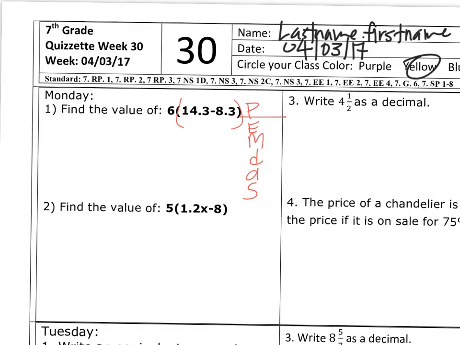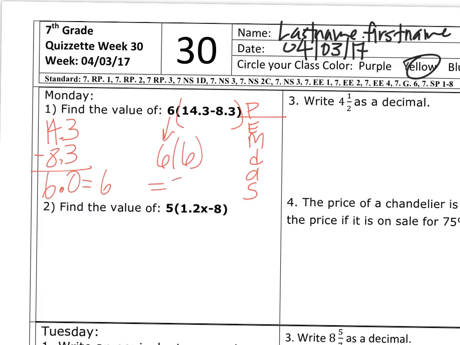So if we have 14.3 minus 8.3, you can line those up. Just line up your decimals when you're adding or subtracting them. And subtract them. 3 minus 3 is 0. Bring your decimal down. 14 minus 8 is 6. 6.0 is the same thing as just writing 6. So now you can actually multiply 6 times 6, and 6 times 6 is 36. Or you could have put 0.0 and given me 36.0. It's the same either way.